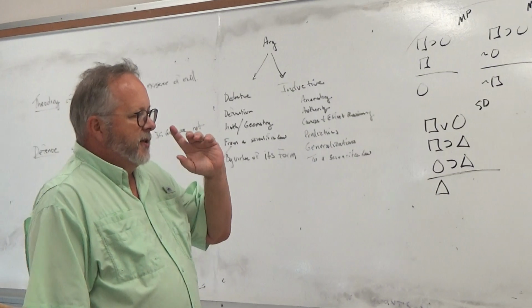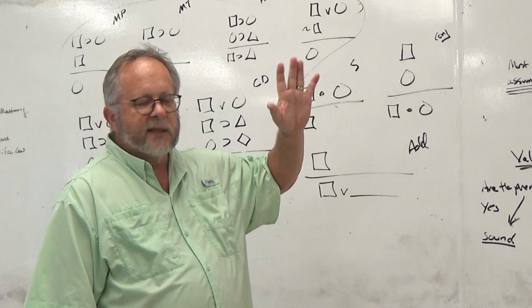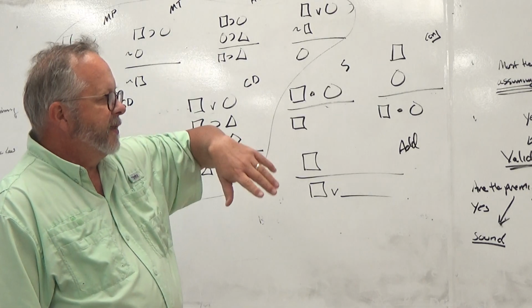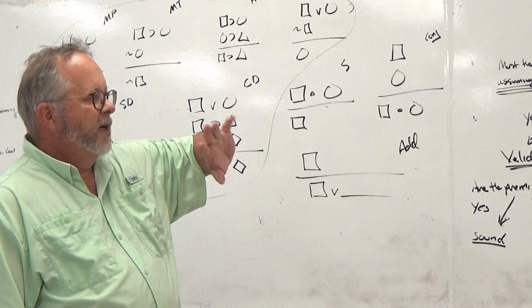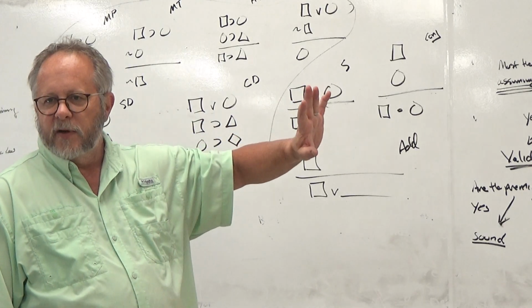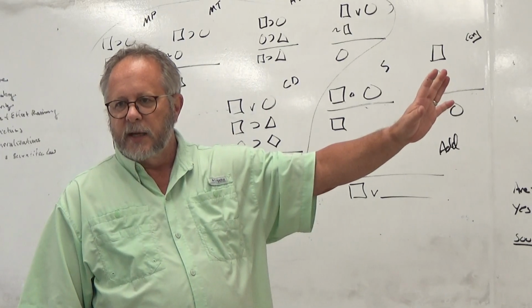Okay. So notice the terms valid, invalid, sound, and unsound only apply to deductive arguments, and for inductive arguments, strong, weak, cogent, and not cogent are the terms that apply to inductive arguments and inductive arguments only. Has everybody got that?